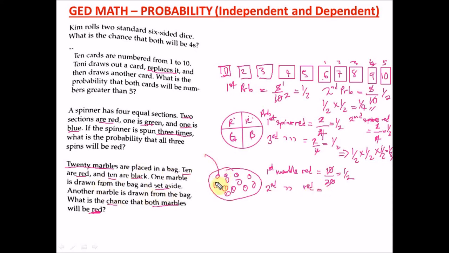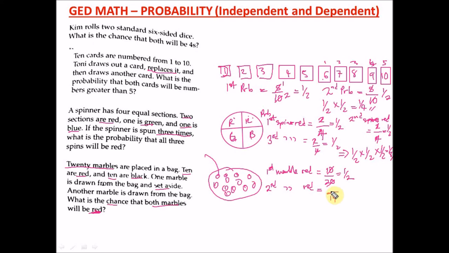Now the probability of the second marble being red, as we've seen here, this event is dependent. When you take out that marble, it would affect what we have left in the bag, since there was no replacement. Remember, in the previous question it was replaced, so it didn't affect our total possible outcome, but here there's no replacement, so it's going to affect our total possible outcome by reducing it by 1. So our total possible outcome for the second selection will be 19.